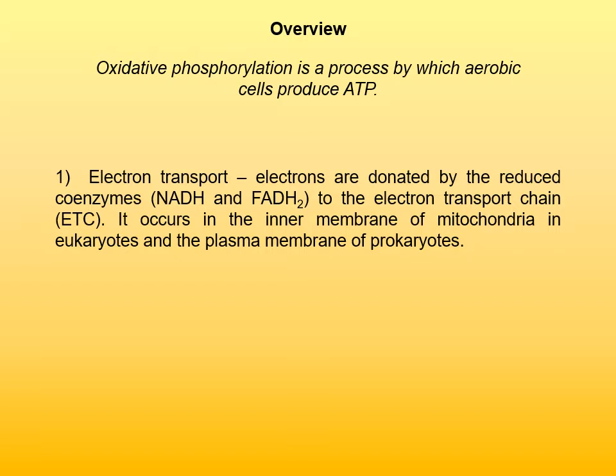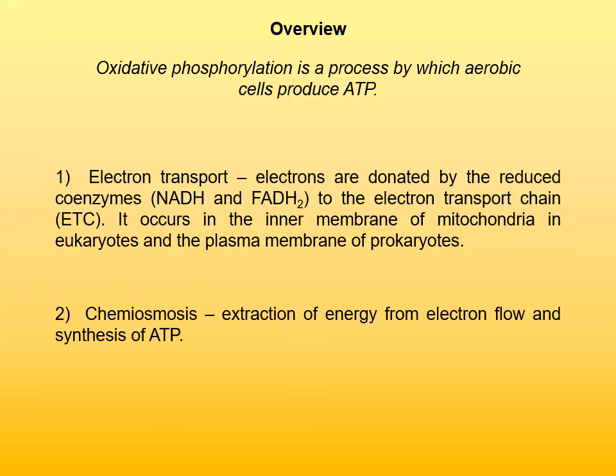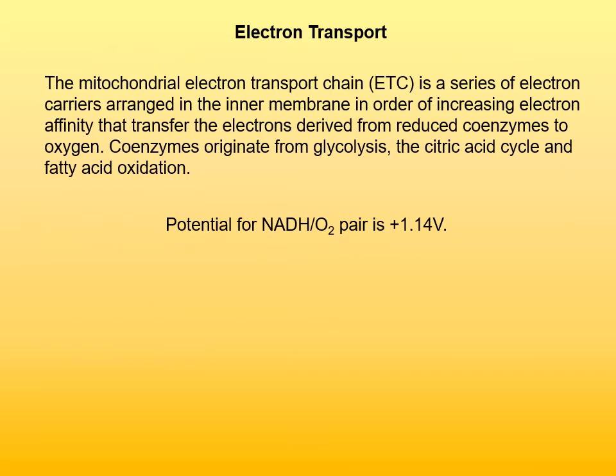Electron transport occurs in the inner membrane of mitochondria in eukaryotes and in the plasma membrane of prokaryotes. The second part, which we'll examine in the next lecture, is chemiosmosis, and that's extraction of energy from electron flow and synthesis of ATP. The mitochondrial electron transport chain, or ETC, is a series of electron carriers arranged in the inner membrane in order of increasing electron affinity. They transfer the electrons derived from reduced coenzymes to oxygen.